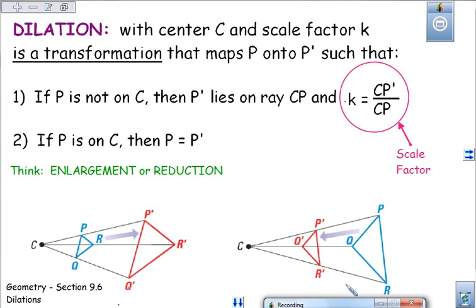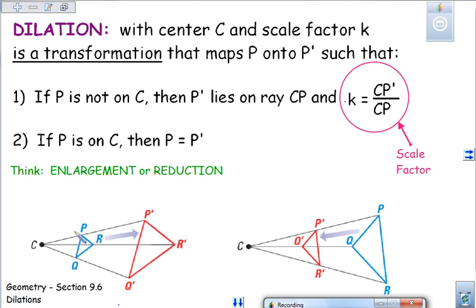Dilation. With center C and scale factor K, it is a transformation that maps P onto P prime such that, number one, if P is not on C, then P prime lies on ray CP, and the scale factor K is equal to C to P prime divided by C to P.